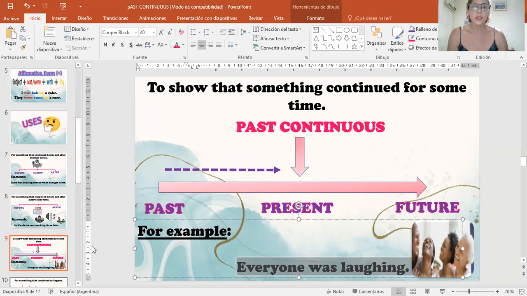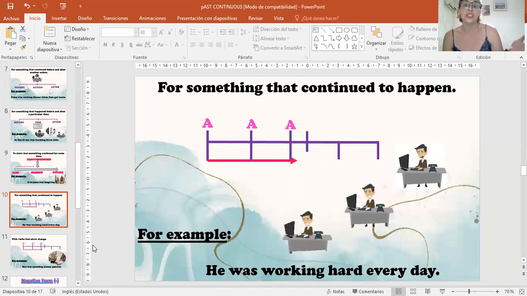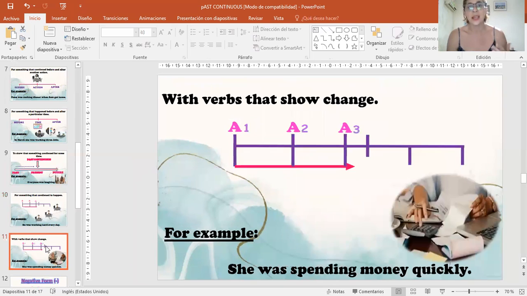What about something that continued to happen? He was working hard every day. And in the case with verbs that show some changes. For example, she was spending money quickly.